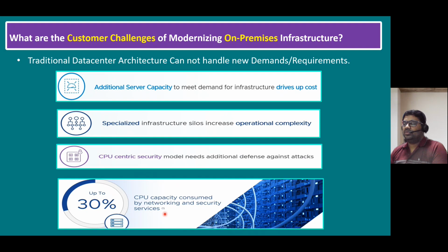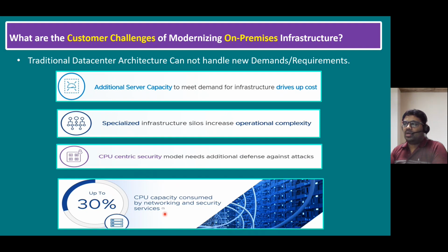Networking and security services means the main key services are switching, logical routing, logical firewall, and also any additional load balancing services. All these are considered networking and security services. And this DFW, distributed firewall, and distributed logical routers are also consuming 30% of CPU within our workloads, either in a management workload or in a workload compartment. So this is also one of the challenges when we have conversations with customers.